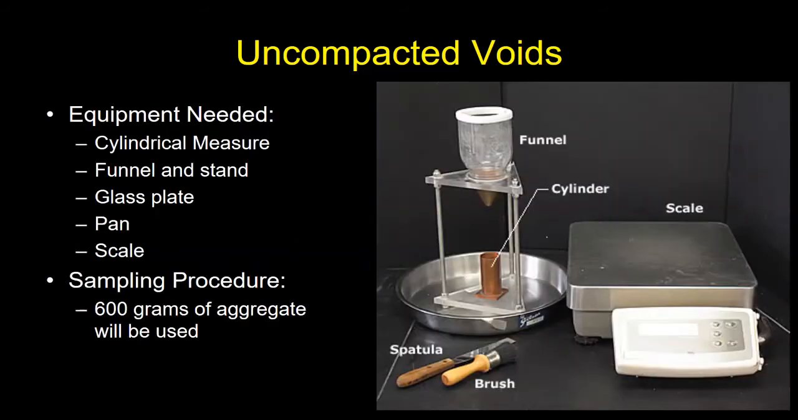So for the equipment, you have a cylindrical measure, that little brass looking thing down here. You have a funnel and stand. It's just a mason jar upside down with a funnel on the bottom of it. You have a glass plate, or you can just use a pan. Actually, it says pan here. The glass plate, I believe, is this piece here that's sitting on the structure of that. And then you have a scale. And then you can use a brush or spatula if you need to. For the sampling procedure, you just need 600 grams of aggregate, just enough to fill the cylinder and over it.